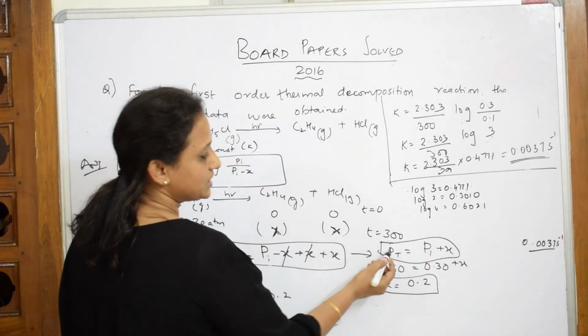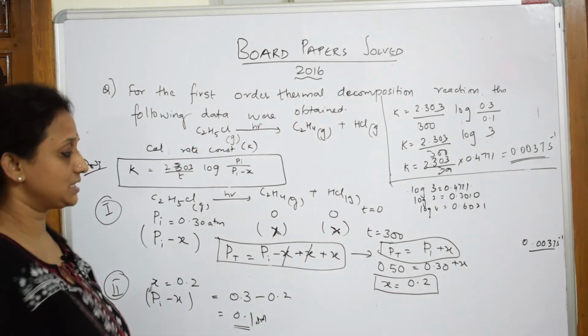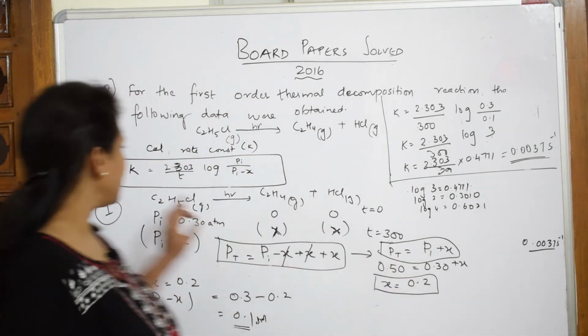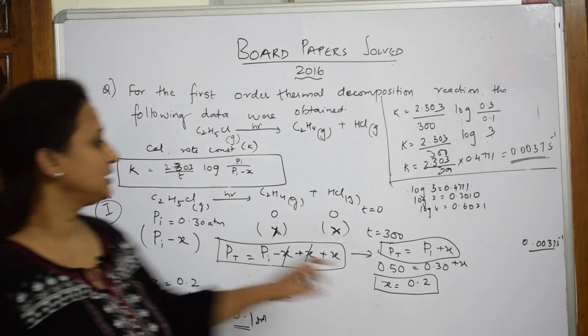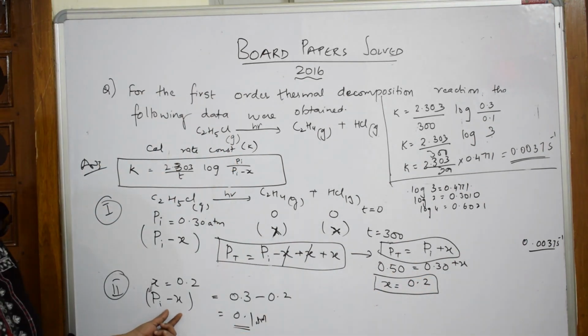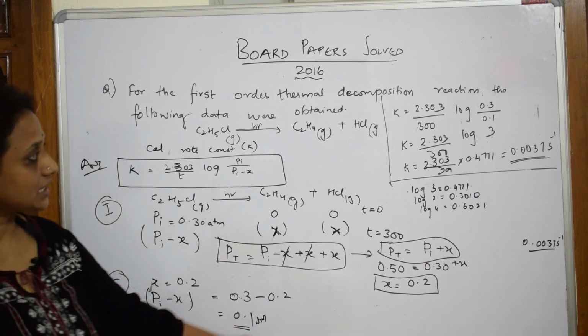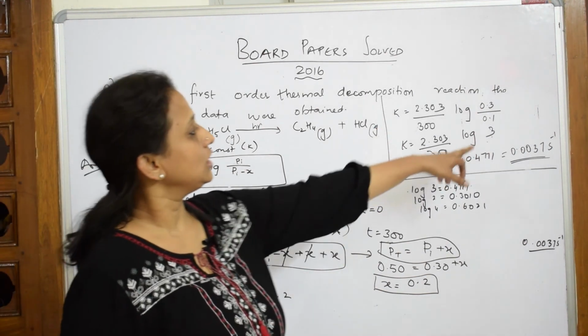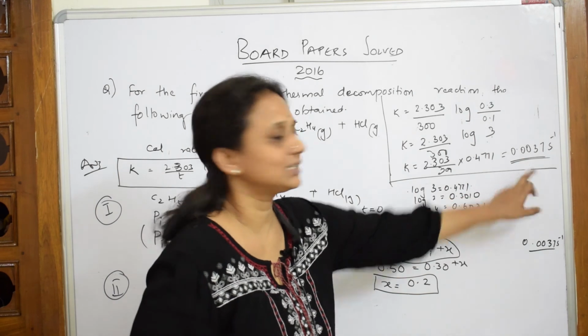Done. Now Pt, what is Pt given in the table? Pt given in the table is 0.5. Pi given is your 0.3 and plus X. I got the X value. I took that X value and I substituted it in this formula. I got 0.1. I took the same thing and I substituted it in the formula. Log 3 is already given. So I've got an answer of this.